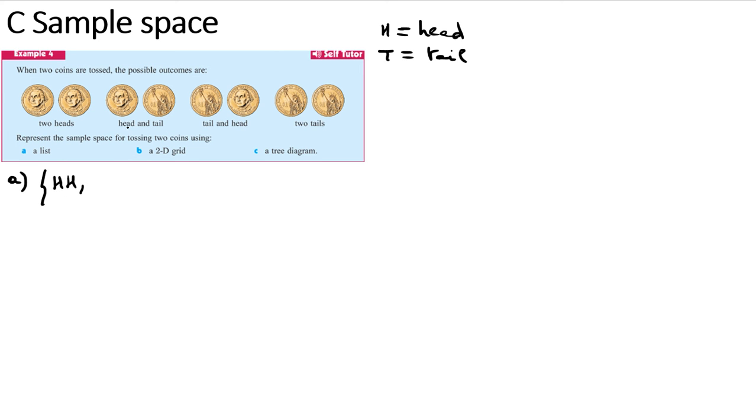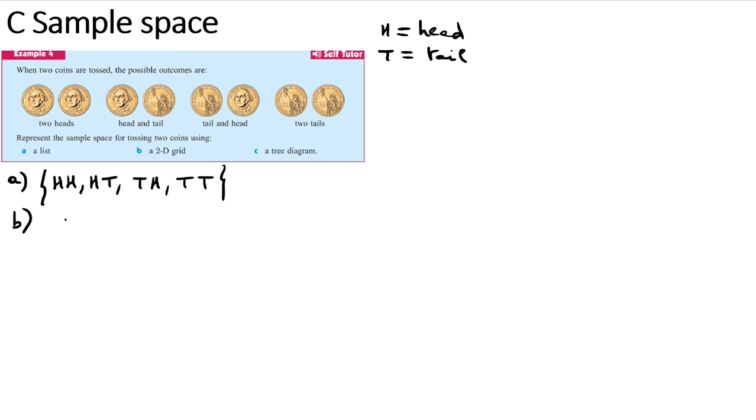Let's say that we have a head and a tail. So the first one is a head, and the second one is a tail. A tail and a head, TH, and 2 tails are TT. This is how you list them. And then for B, we have to use a two-dimensional grid.